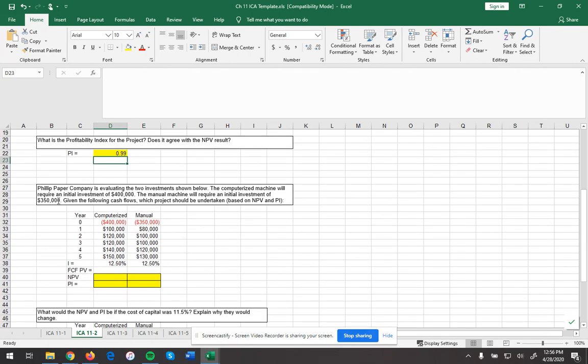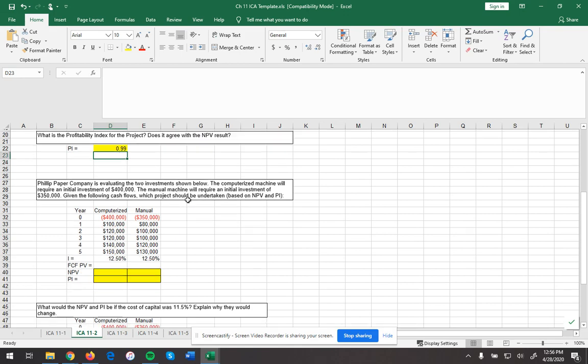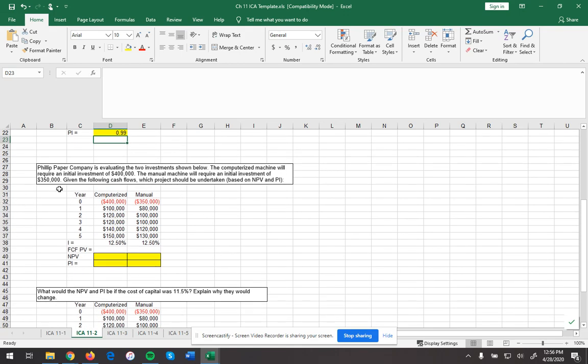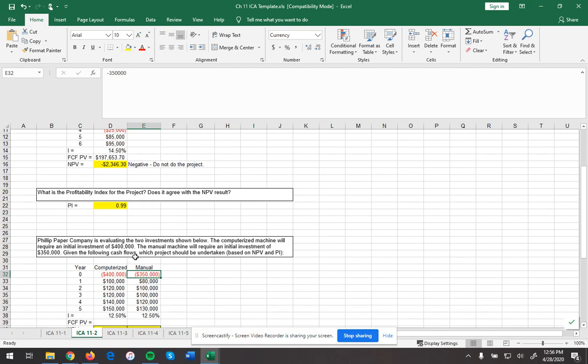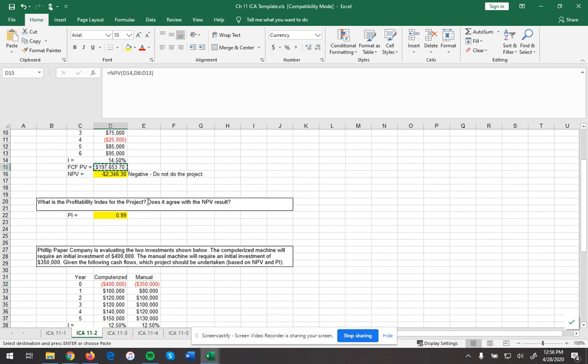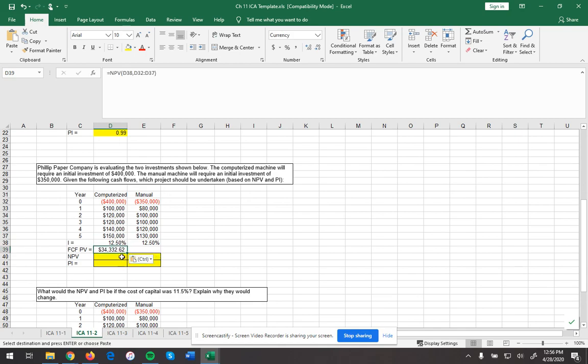All right. So Philip Paper Company is evaluating the two investments shown below. The computerized machine will require an initial investment of $400. Manual is $350. Okay, given the following cash flows, should they go with computerized or should they go with manual? Well, since I already used the formula here, I'm going to go ahead and copy it down here. Oops, so notice when I copied that, the NPV function included year 0. We don't want to include year 0 in that initial function.